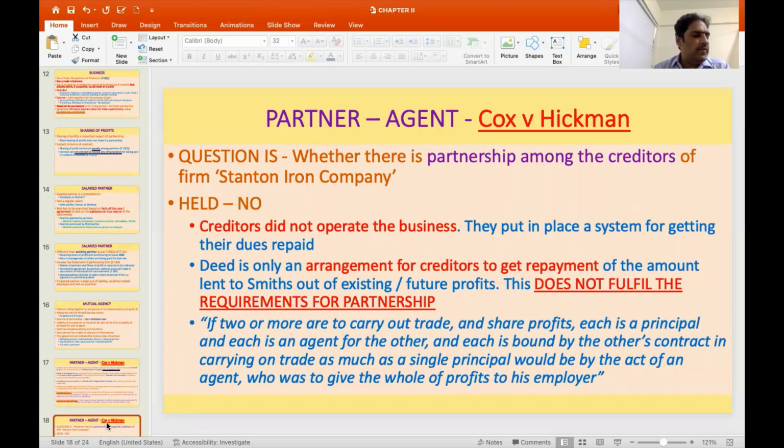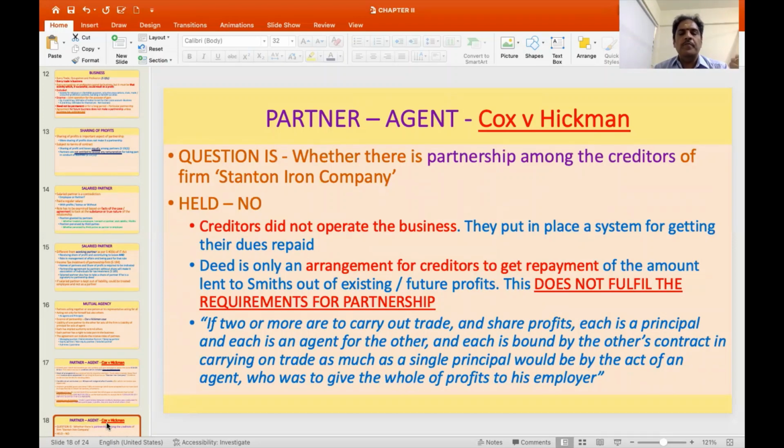The court held that there is no partnership because the creditors did not operate the business. They merely conducted the activities and received money. They put in place a system for getting their dues repaid, but they didn't do business. The deed is only an arrangement for creditors to get repayment of the amount lent to Smith and Sons out of the existing or future profits. But these two aspects do not make the relationship between all the creditors that of a partnership. So there is no mutual agency amongst all the persons who have come together as creditors and who have constituted this company in accordance with the deed of arrangement for the purpose of getting their dues from the original firm, that is Smith and Sons.